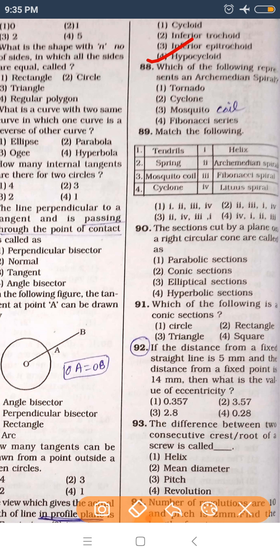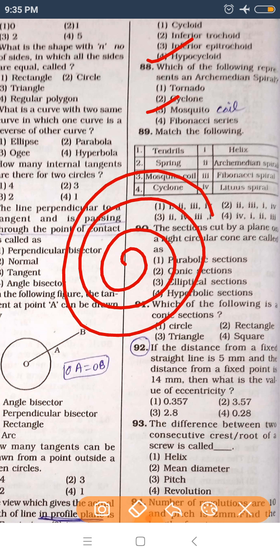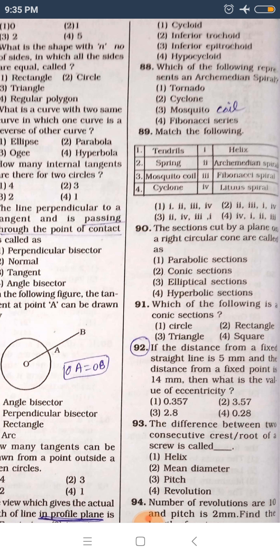Which of the following represents an Archimedean spiral? Mosquito coil. You all have seen a mosquito coil, it looks like this, and this is an Archimedean spiral. Question number 89. Match the following. The answer will be D. The sections cut by the plane on a right circular cone are called conic sections.